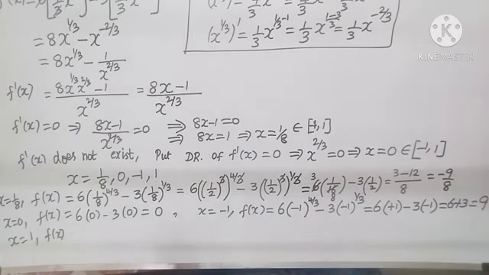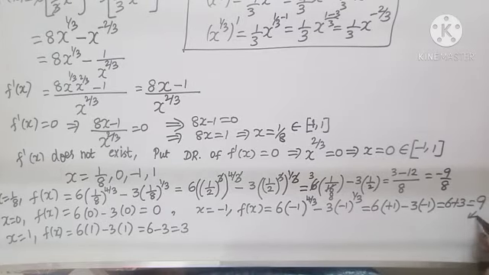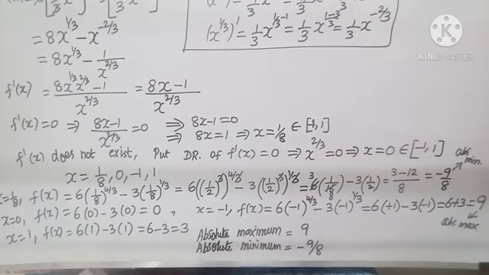F of x is equal to 6 into 1 power 4 by 3, 1, minus 3 into 1 power 1 by 3 is also 1. 6 minus 3, that is 3. Check the four values: 0, minus 9 by 8, 9 and 3. 9 is bigger, so that is the absolute maximum. And minus 9 by 8 is the minimum, so write that as the absolute minimum. So we get absolute maximum is 9 and absolute minimum is minus 9 by 8, and that is the answer.